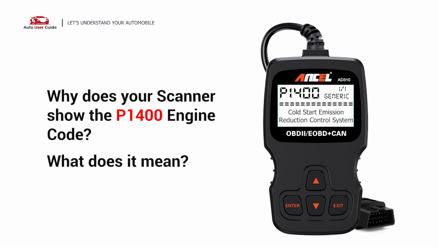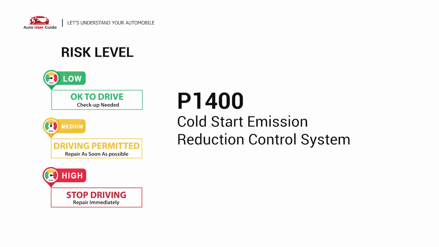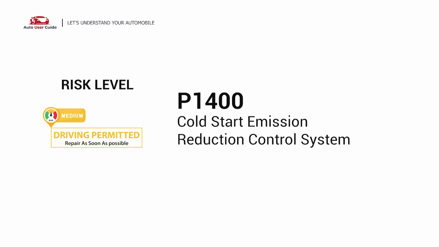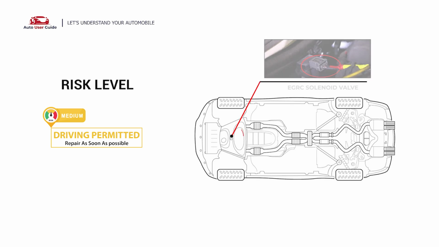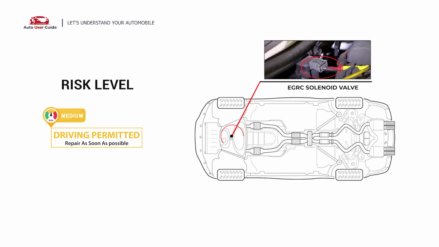Why does your scanner show the P1400 engine code, and what does it mean? The P1400 engine error code indicates a cold start emission reduction fault in the control system. The P1400 code indicates a problem within the exhaust gas recirculation (EGR) system. In this situation, short-distance driving is acceptable, but it is crucial to have your vehicle repaired as soon as possible.